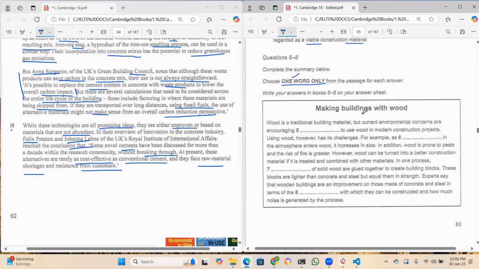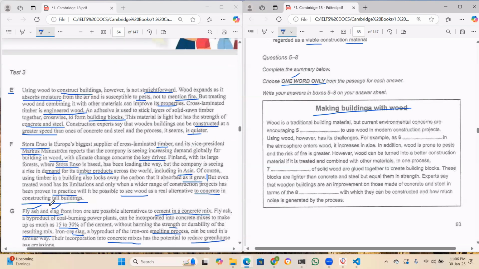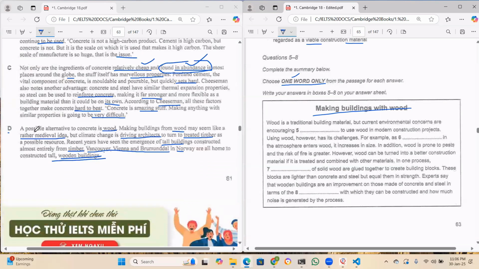All right. So what does it say? Making buildings with wood. So he's talking about wood. Where did we read about wood? Where is it? So using wood here. So a possible alternative is wood. D and E, these two are about wood, right? See, wood is a traditional building material, but current environmental concerns are encouraging Dash to use wood in modern construction projects. So environmental concerns is one. So a possible alternative to concrete is wood. Making buildings from wood may seem like a medieval idea, but climate change is driving architects to turn to timber as a possible resource.